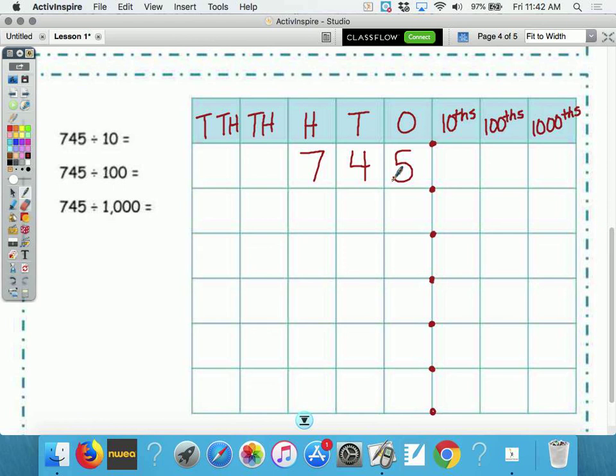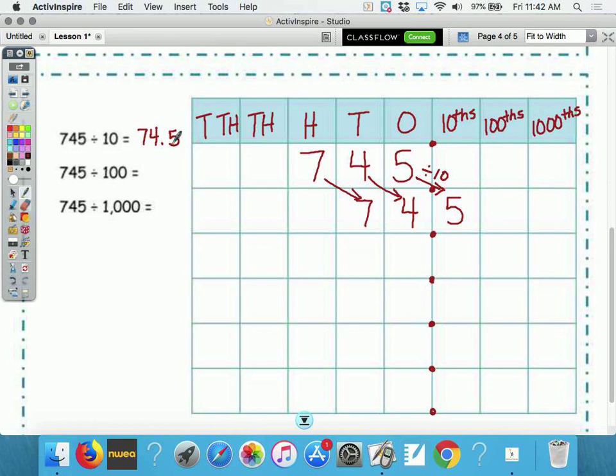Divided by 10, Jaden. Which way do I move it? Left for division. Right. And how many places for 10? 1. So I'll start with my 5, not my 7, because it's the furthest to the right. Divided by 10. So my answer is 74.5.